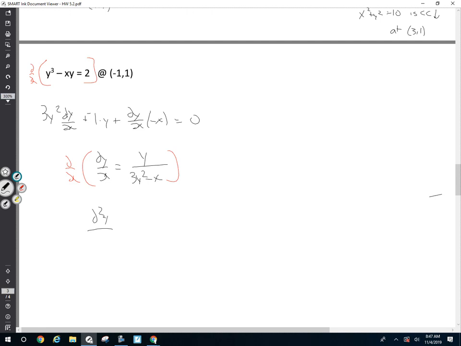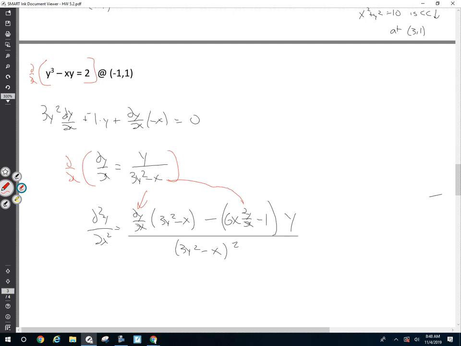D squared y over dx squared equals derivative of the top times the bottom minus the derivative of the bottom, use parentheses, derivative of the bottom times the top, over the bottom squared. Okay, now, knowing that you can plug this in there, you could. But I'm not going to, just for messiness sake.